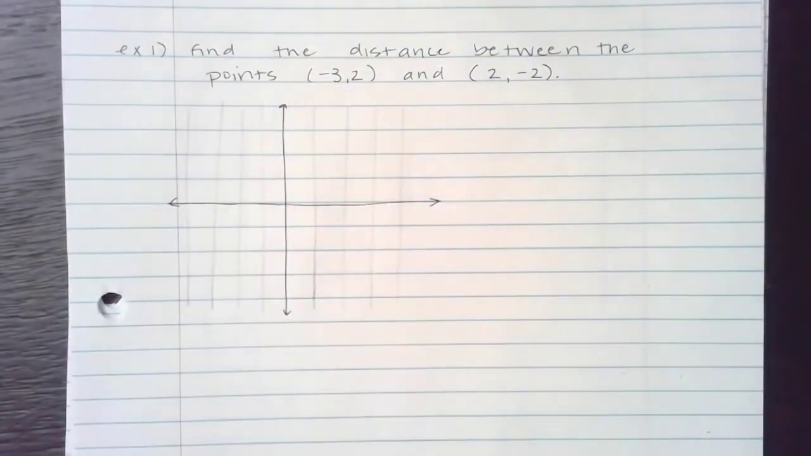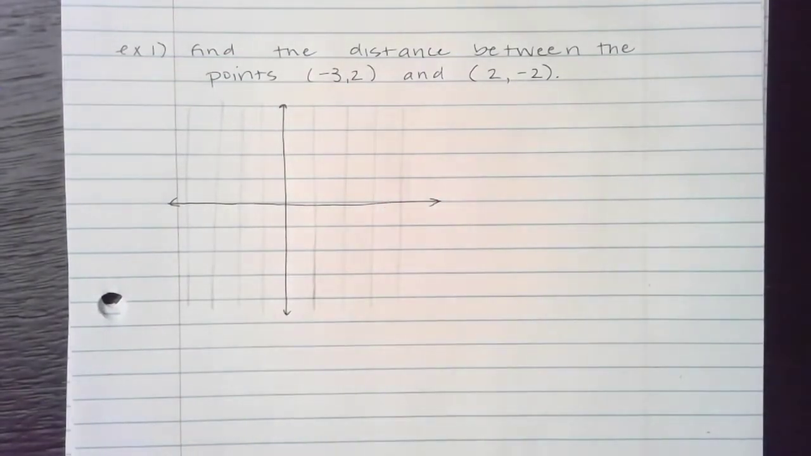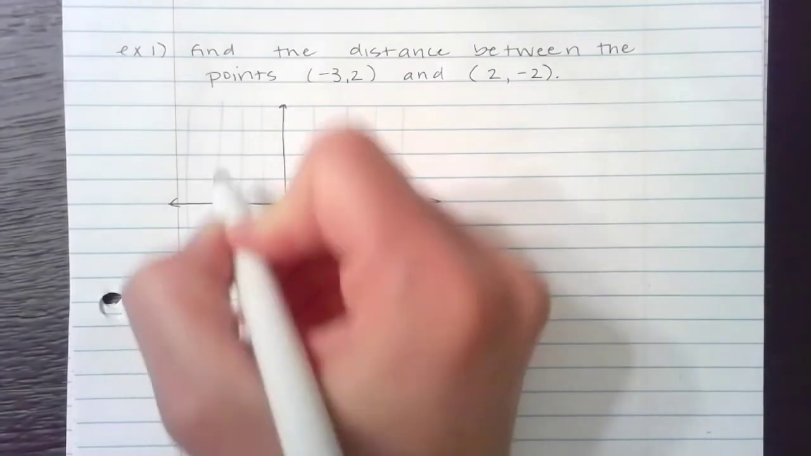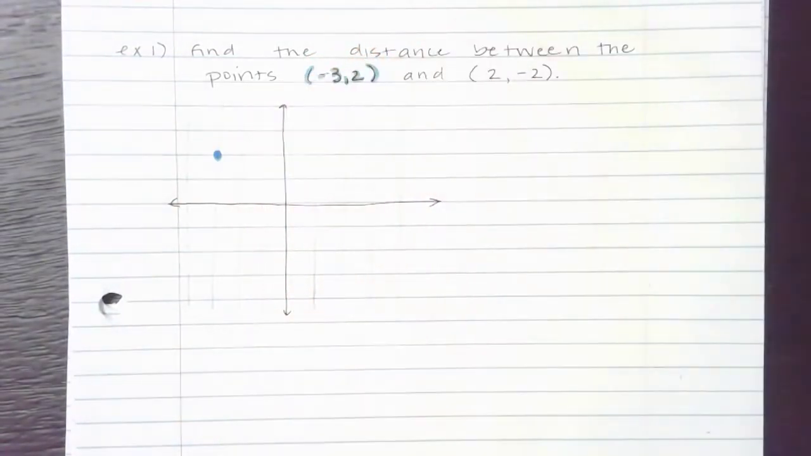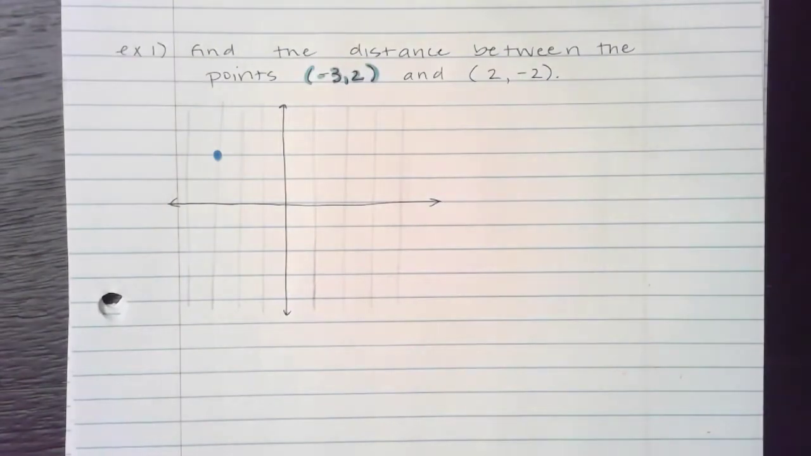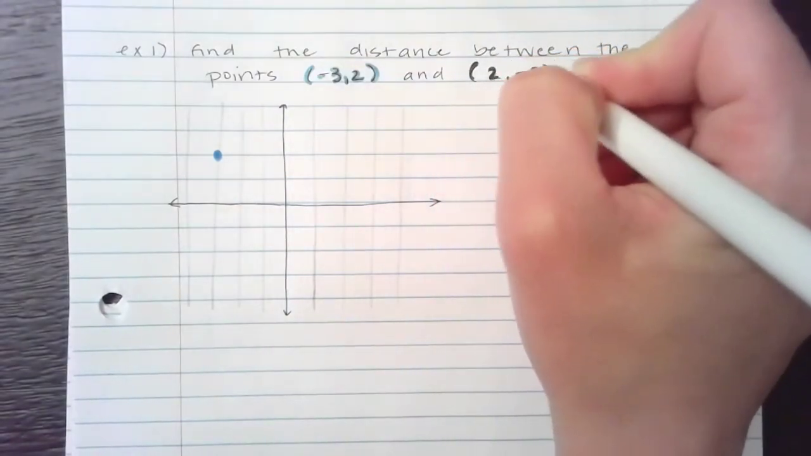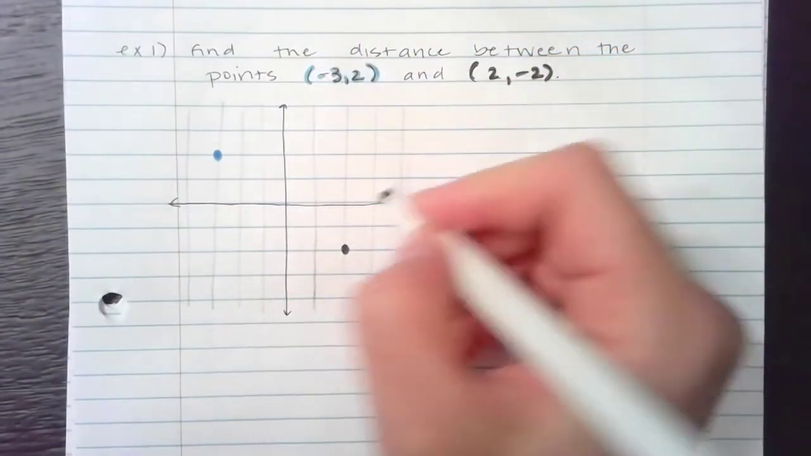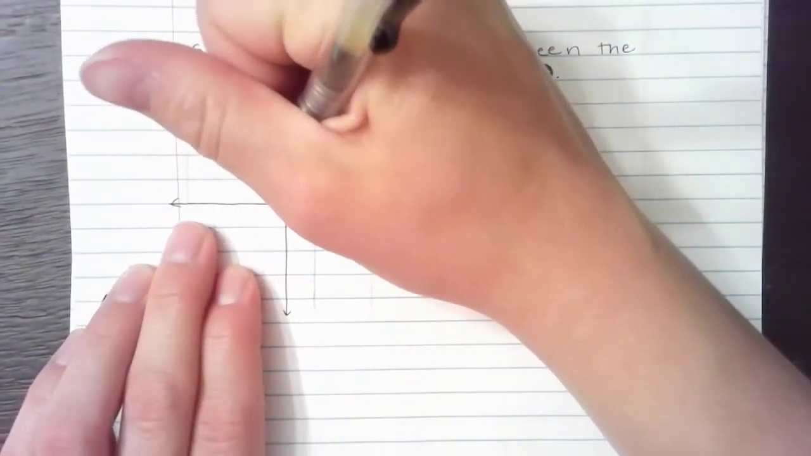So we're going to graph these 2 points. I'm going to use some colors. -3, I'm going to try and use a different color. -3, 2, -3 up 2, so that's that one. And then 2, -2. Where's another color? I'll use this one. 2, -2, so over 2, down 2. And I am supposed to find the distance between those two values.